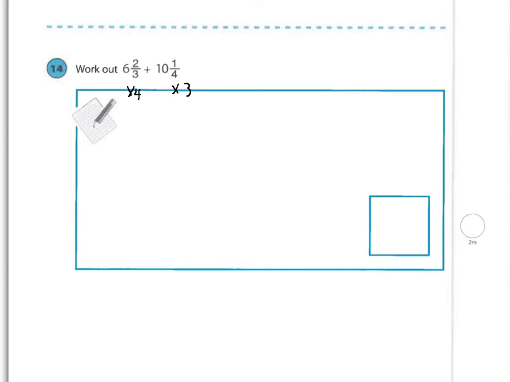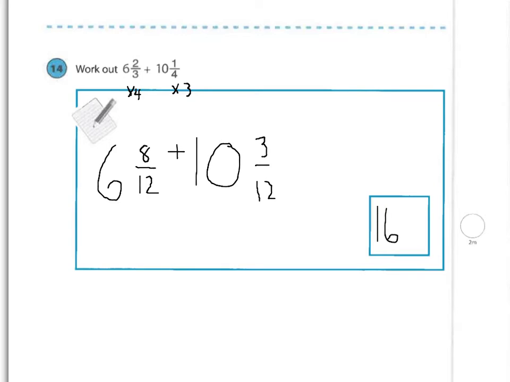So how do I go about this? Well, the first one will still have 6 as a whole number in front. Then when I multiply top and bottom of the 2/3 by 4, I get 8/12. The second fraction was the 10 whole will stay there, but the quarter, when I multiply top and bottom of it by 3, will become 3/12. And when I add the whole numbers and the fractions separately, 10 add 6 is going to give me 16 as the whole number part, and the 12ths will come to 11/12, adding the numerators only.